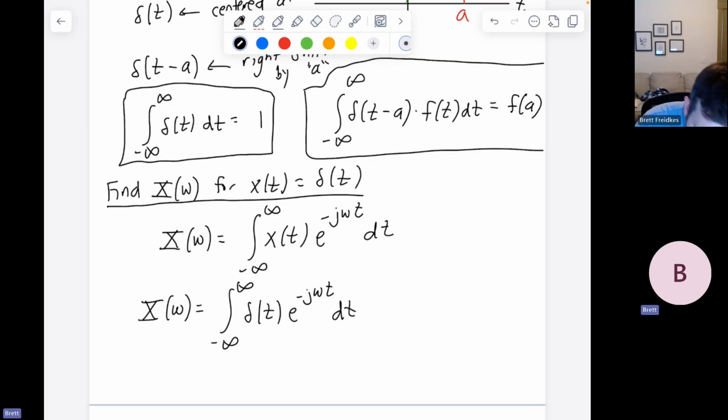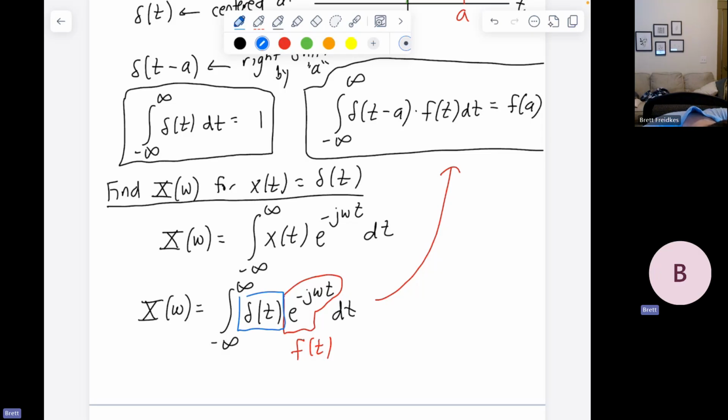And based on this identity up here, if this function right here is my f of t, then this is delta of t minus a, where a in this example is 0. T minus 0 is what we have. So in this example, a is equal to 0. This whole expression is going to be equal to f of a, f of 0. So it's going to be e to the minus j omega 0, which is 1.